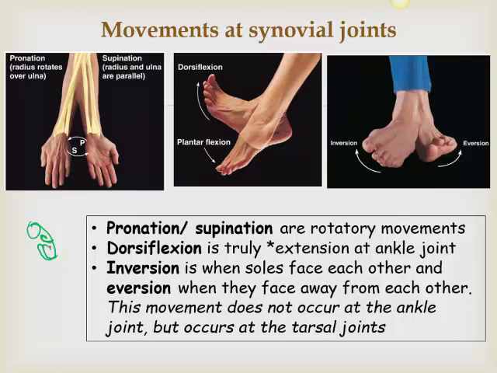Therefore, to satisfy both embryologists and anatomists, they started using the word dorsiflexion to say that the dorsal surfaces are coming close to each other, and plantarflexion to say that the plantar surfaces are coming close to each other. But this is truly extension, so when you do the muscular system, you will see that the muscles which are crossing and coming to the dorsum of the foot all have the word extensor in front of them.